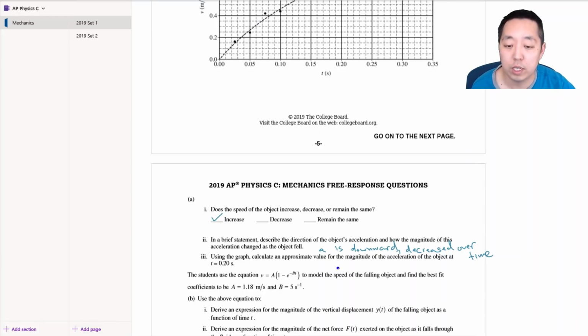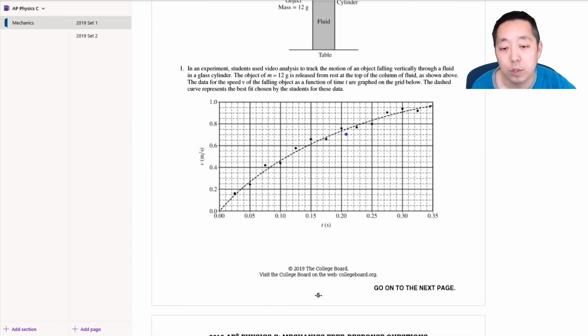Using the graph, calculate the approximate value for the magnitude of the acceleration of the object at t equals 0.2 seconds. So at 0.2 seconds, I'm doing the slope here. I will attempt to draw a good line. Let's see. Oh, that's pretty good. Not exact, but you would try to sketch that better. So I want the slope at this point right here. What does the slope look like? Let's pick a point, say here.